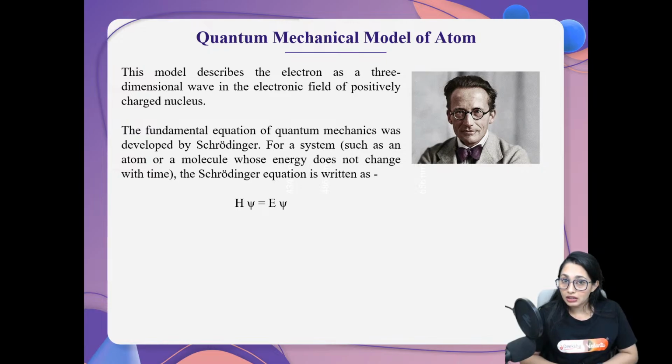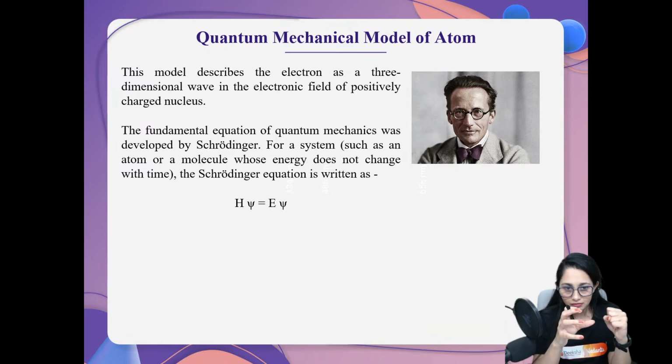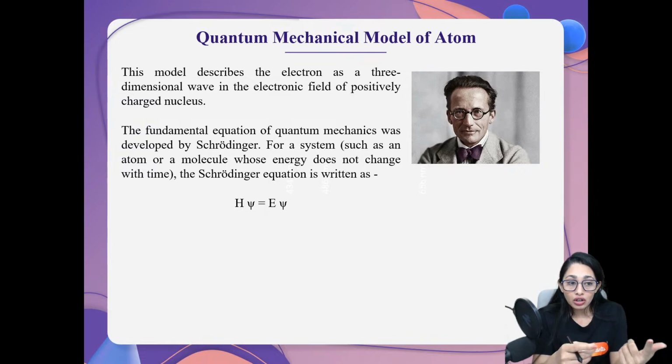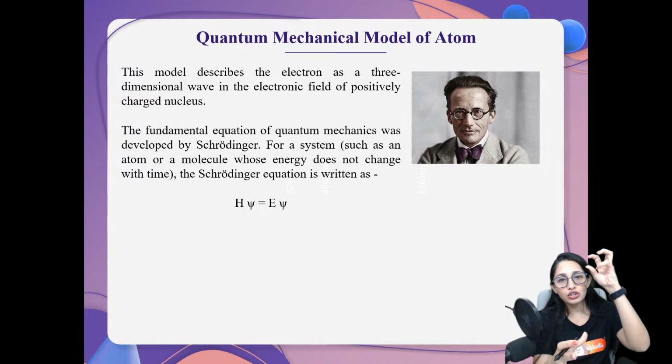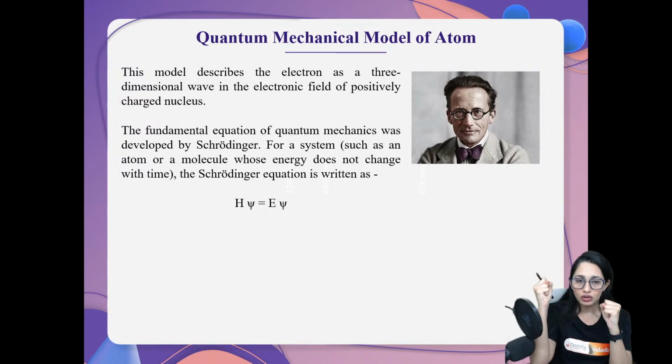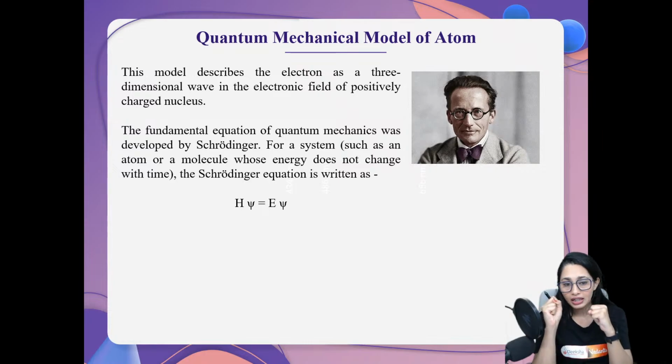So, we know that the nucleus is positively charged because of protons. Protons are there, neutrons are also there, but protons are positively charged, neutrons are neutral in nature. Because of the presence of protons, the nucleus is a positively charged mass. So it explains that the electron is a three-dimensional wave. The nucleus is going to attract the electron. It holds on to the electron.